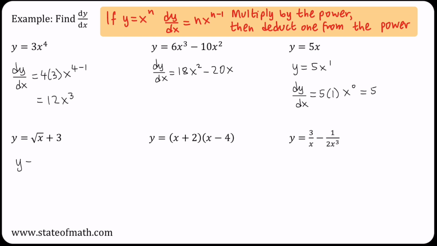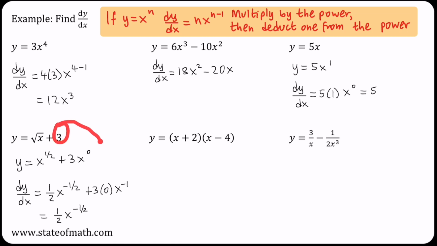In the next example, we've got y is root x plus 3. I will first write it in index form as x to the half plus 3x to the 0. So we multiply by the power and then deduct 1 from the power to get a half x to the minus a half. And for 3x to the power of 0, if I get the 0 down, 3 times 0 times x to the minus 1 will simplify to a half x to the minus a half plus 0.